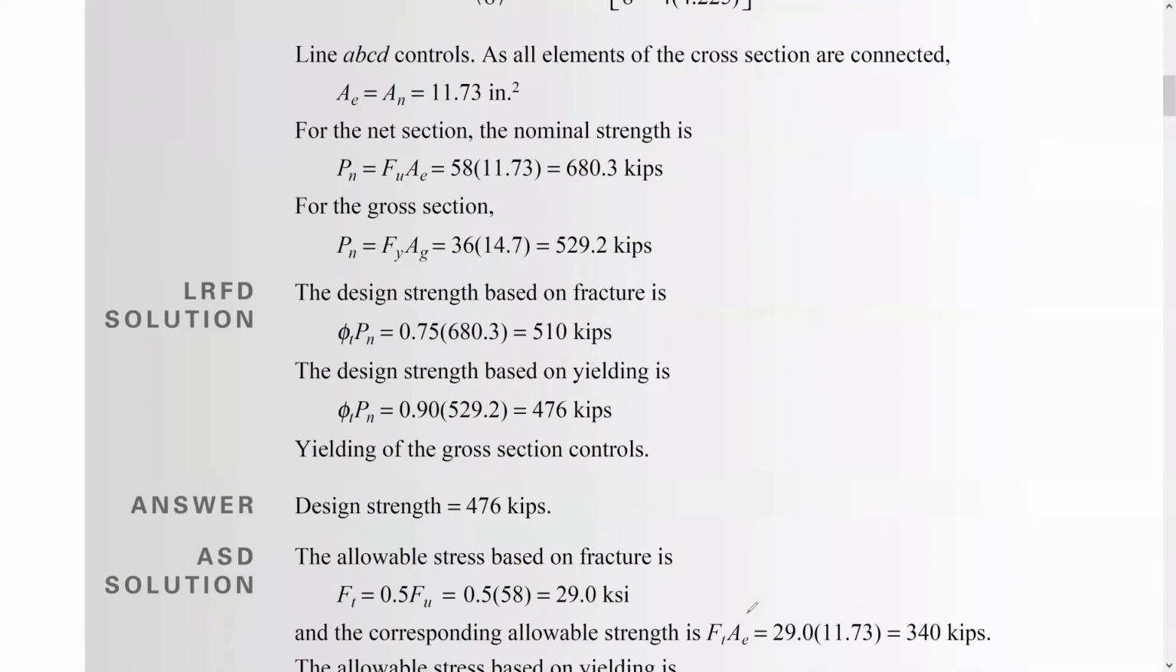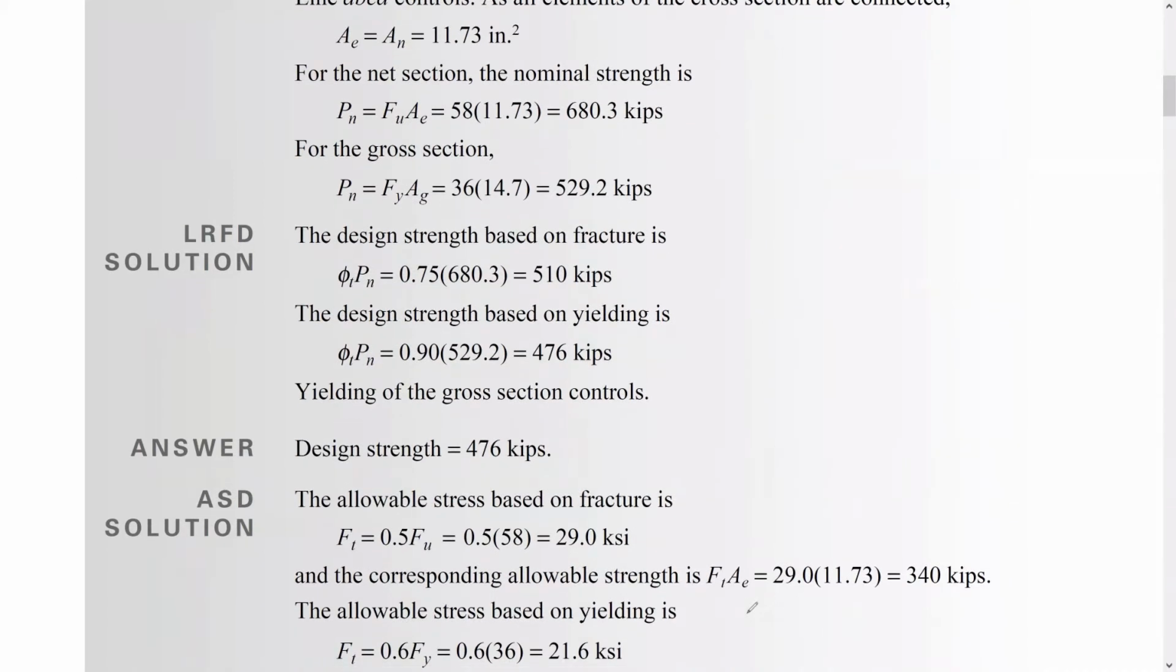So for the LRFD method, based on fracture, this is going to be 0.75 times the nominal strength based on fracture. Based on yielding, 0.9 times the nominal strength based on yielding. So we get 510 kip for fracture and 476 for yielding. So yielding will be the smallest and the control.